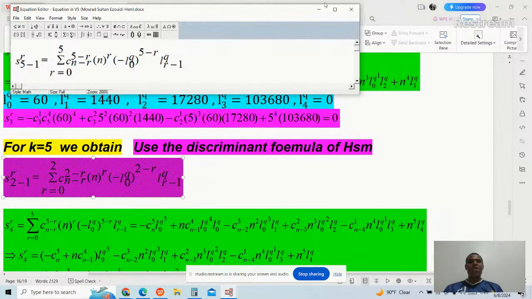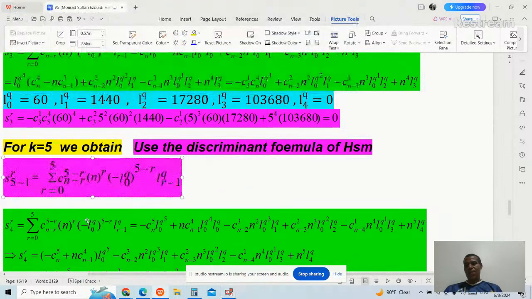Now, learners, just developing this formula we will obtain S4 equal negative combination n choose 5 L0 raised to the power 5 plus n combination n minus 1 choose 4 L0 for the q to the power 5, because this multiplied by this gives a power, gives L0 for the q to the power 5, minus combination n minus 2 choose 3 n squared L0 for the q cubic L1 plus combination n minus 3 choose 2 n cubed L0 for the q squared L2 minus combination n minus 4 choose 1 n raised to the power 4 times L0 for the q times L3 plus n^5 L4 of q.